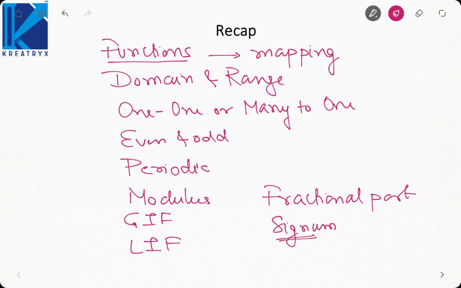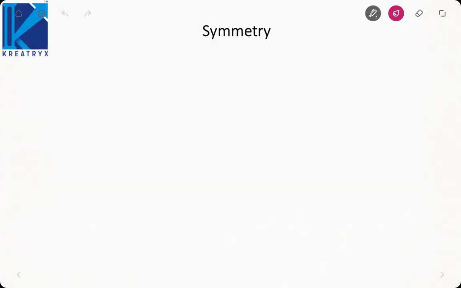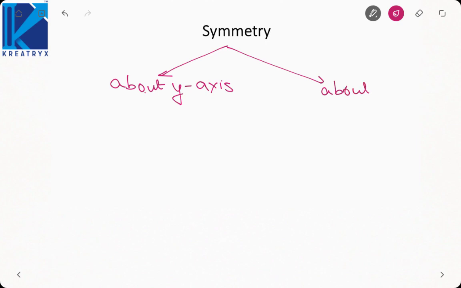In this lecture we will be starting with the concepts of calculus. We will see what kind of operations you can perform on functions. So first of all, let us discuss the symmetry when you are drawing a curve of any function. Usually there are two types of symmetry: about y-axis and about y is equal to x line.